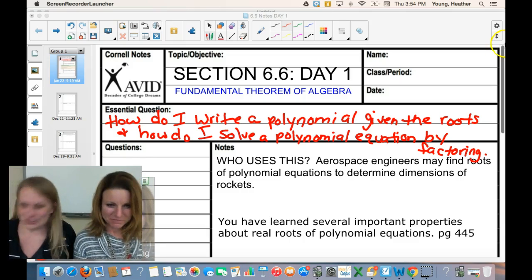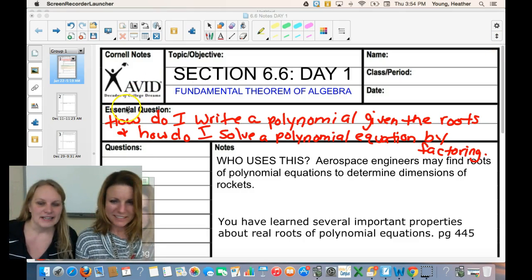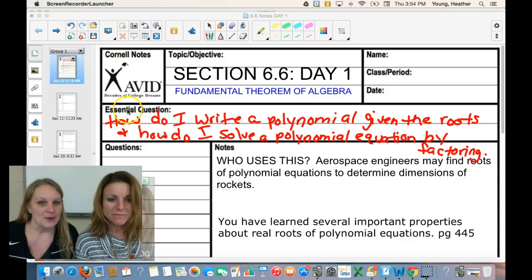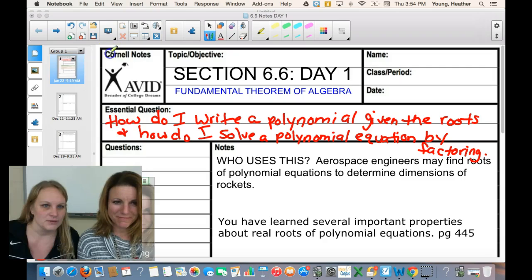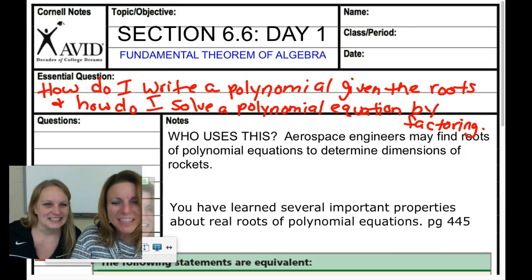So our essential question today is, how do I write a polynomial given the roots, and how do I solve a polynomial equation by factoring? But the first thing I'm going to do here is quickly go to full screen so that we can see better. It's fine. All right. Okay, let me move this down.